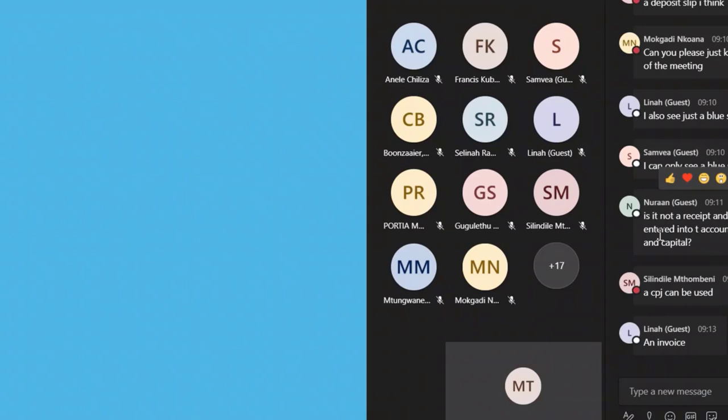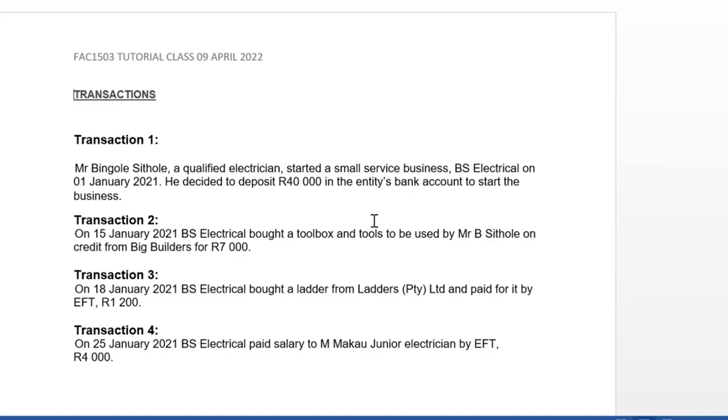So your hint should be, when you look at that transaction that I'm talking about, deposit. He decided to deposit 40,000 in the entity's bank account. So basically, the source document will be what? The bank statement. So on a monthly basis, you as a bookkeeper, you need to do a bank reconciliation. So when you do a bank reconciliation, what do you need? You need a bank statement. So that bank reconciliation, you need to do it what? On a monthly basis.